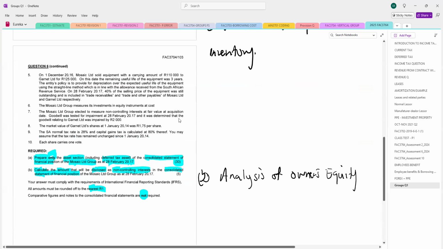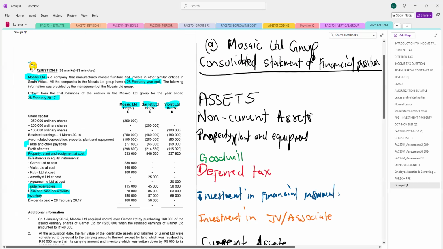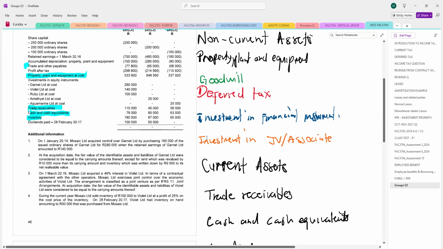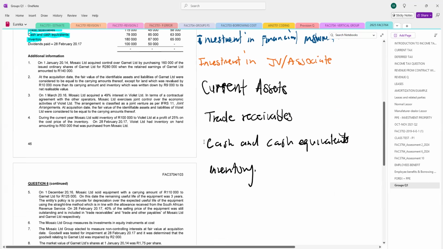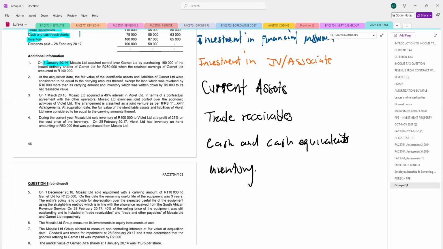Then I need to now link them to other investments. So I have Garnet, I have Violet. What is the relationship with Mosaic? So I go down to my additional information and I look out for the information. So we're going to read now. Starting from number 1, it says on 1 January 2014, guys, date is important, very important. That would be my acquisition date, right? So on 1 January 2014, Mosaic Limited acquired control. Now, you only get control when you are a parent, and this is a subsidiary. So you only have control over a subsidiary.